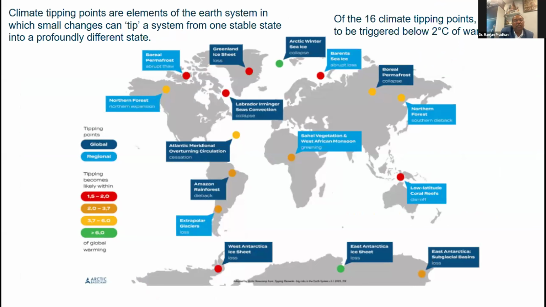So notice that 6 of these 16 tipping points are triggered below 2 degrees centigrade. That means if the temperature rises 2 degrees centigrade, these tipping points will give up and will impact all other tipping points and severely impact the global ecosystem and global temperature system. It will affect practically humanity. Next slide, please.